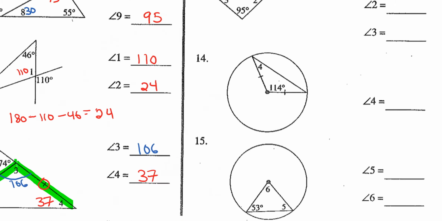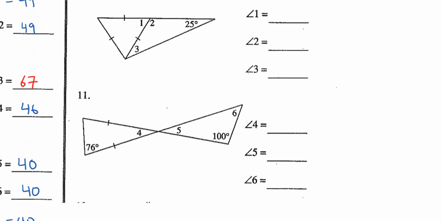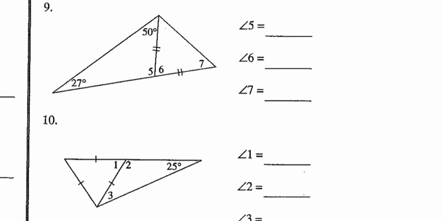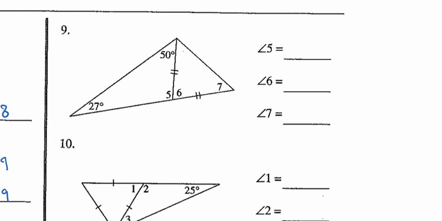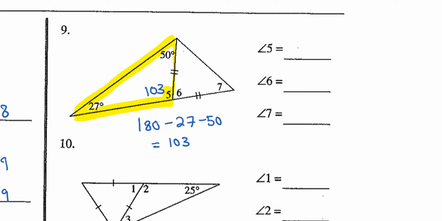Okay, I'm going to move back to the top of the page now, and we'll start again on question number 9 here. So we have a few more triangle questions to work with. For the next question, we can find angle 5 right away because there's a triangle right there, a bigger triangle. So we can find angle number 5 by doing 180 degrees subtract the two angles that are given to us, which are 27 and 50. So if I subtract those two angles, I will get 103 degrees. So angle number 5 is going to be 103 degrees because angles in a triangle add to 180 degrees.